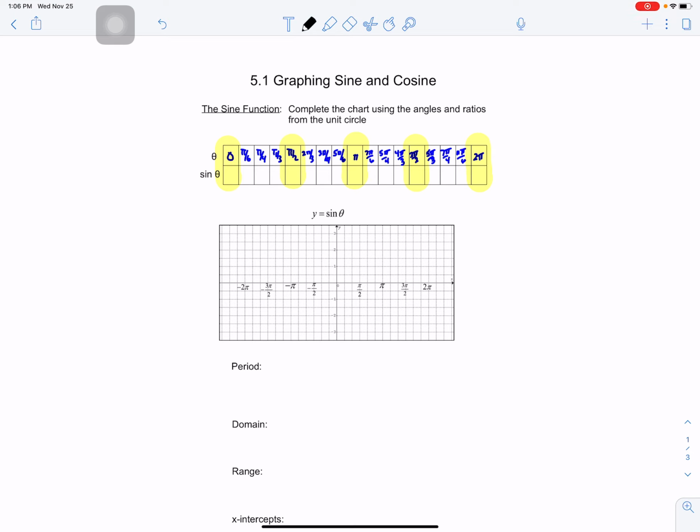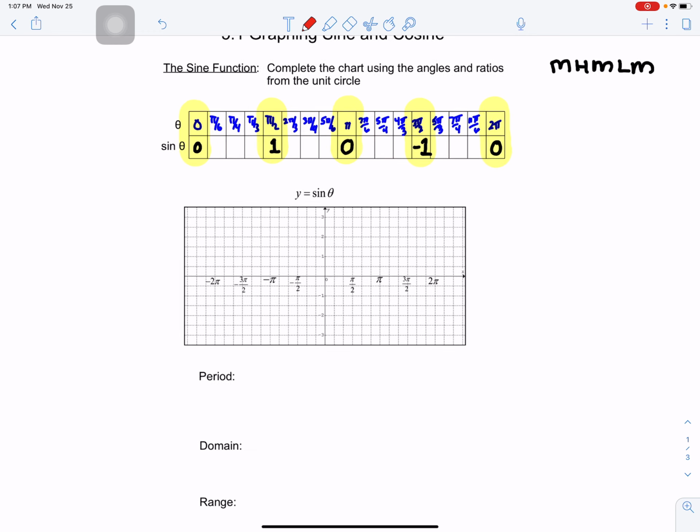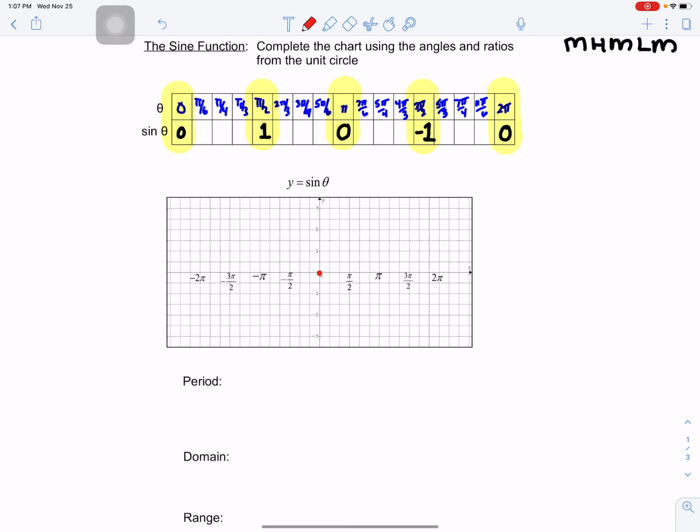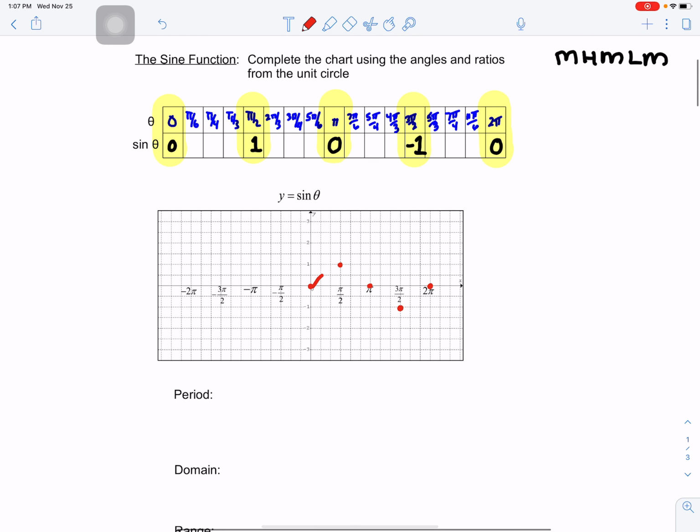For the sine function, we want to remember that our pattern is middle, high, middle, low, middle. My middle value is 0 because my graph normally has a middle at y equals 0. My high point is 1, my middle is 0, my low point is -1, and then my middle again is 0. So when I'm plotting this on the grid, I go middle, high, middle, low, middle, and then I carefully connect the function into a nice curve like a wave.